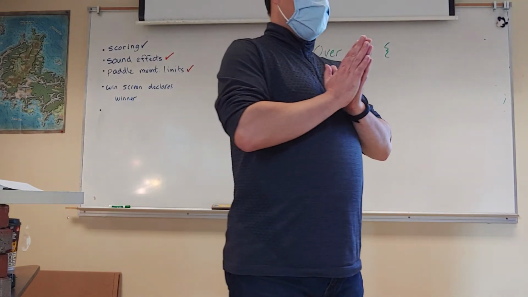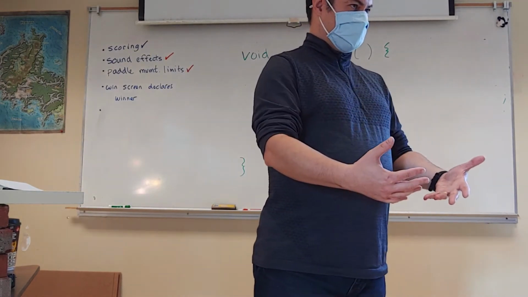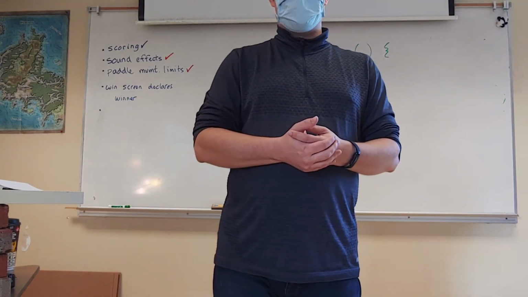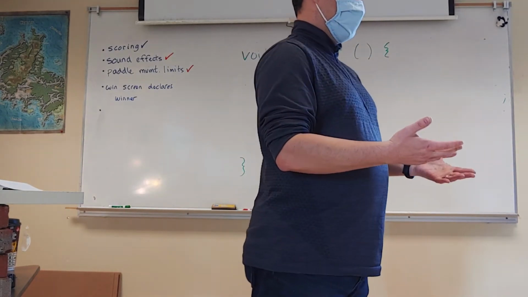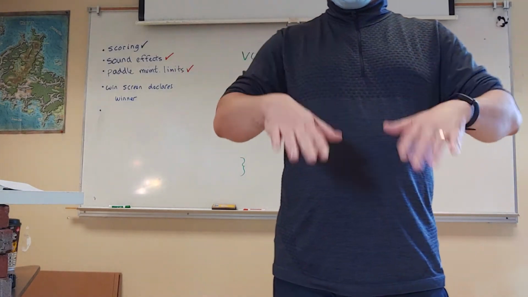So that's going to go inside your game function. It's just something you're constantly checking to see if either player's score has reached 3, then you want to trigger the game over mode. So that's part of it.